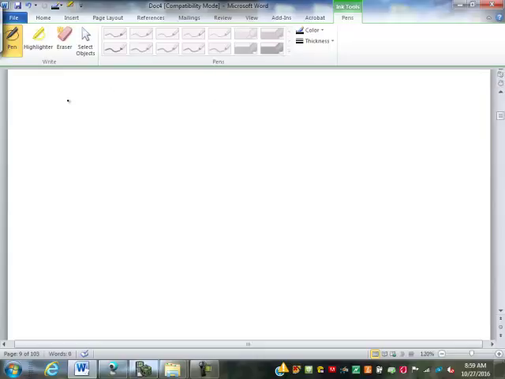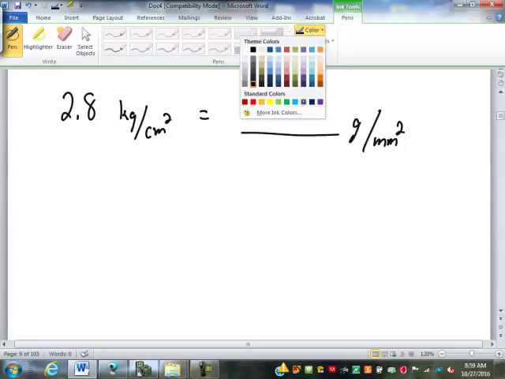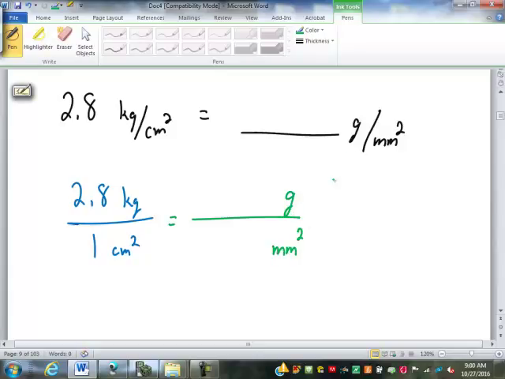What if we have 2.8 kilograms per centimeter squared as a pressure? And we want to figure out what is that in grams per millimeter squared. Now here, both of the units are metric units. This is 2.8 kilograms over 1 centimeter squared. We're changing kilograms to grams and centimeters squared to millimeters squared. I'm not going to use any conversion factors here. I'm just going to move decimal points.